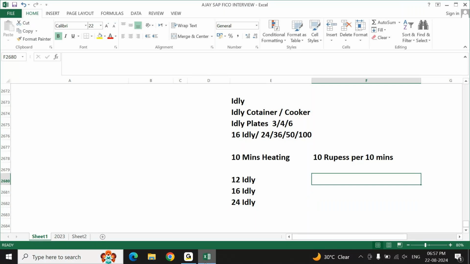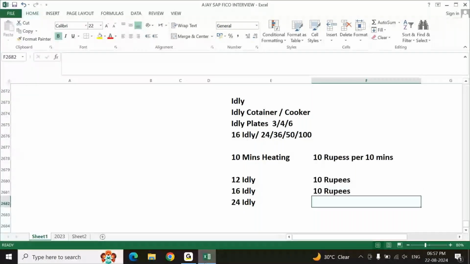If I produce 12 idlis, what is my heating cost? 10 rupees per 10 minutes. If my output is 12 idlis, what will be the cost for heating? Same, right? 10 rupees. If my quantity is 16 idlis, 10 rupees. Same 10 rupees. Here also it is 10 rupees. Am I correct? Yes or no?